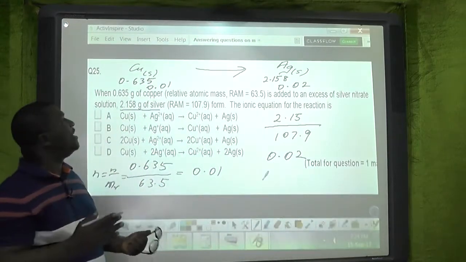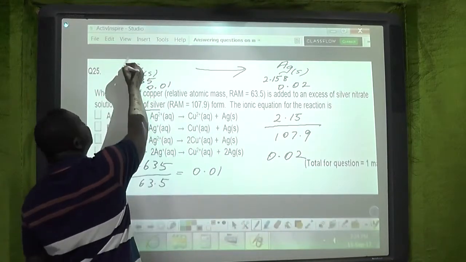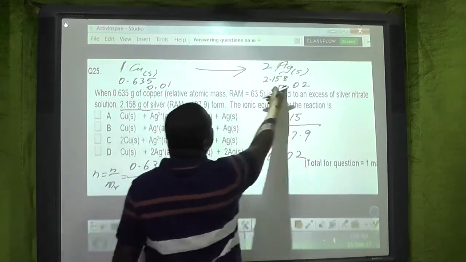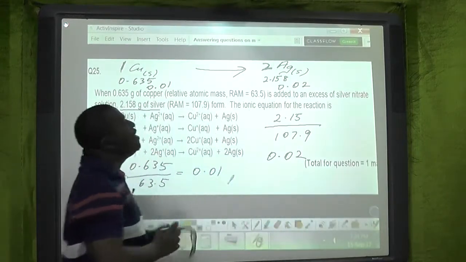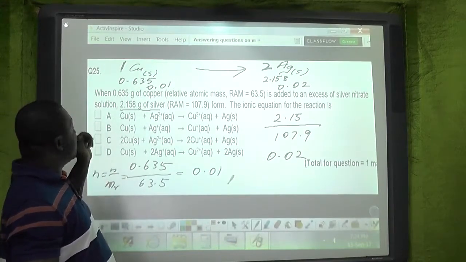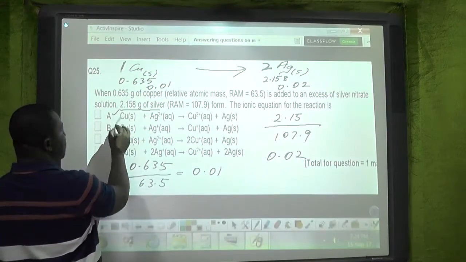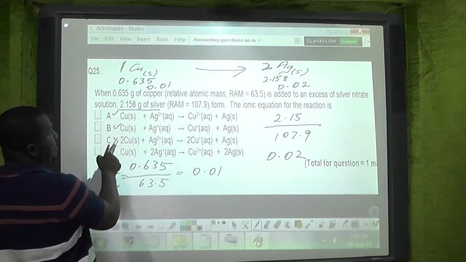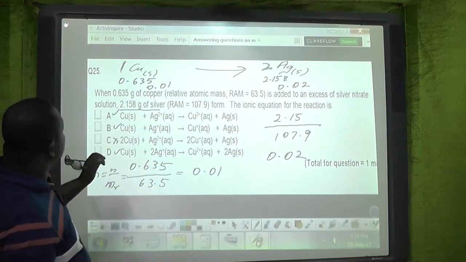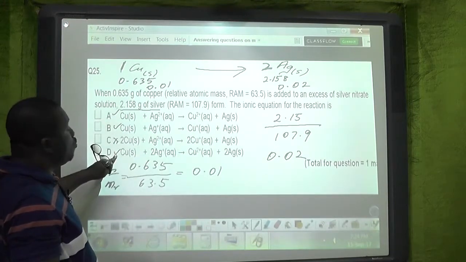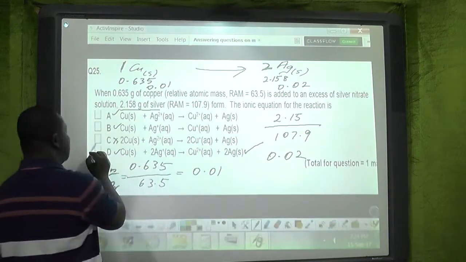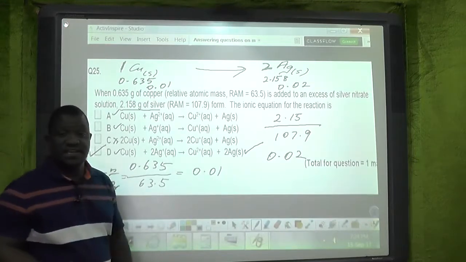So what we are looking for now is that in our equation, copper should be 1 here, and this should be 2 here, because it is ratio 1 to 2. Is there any equation where we have copper solid at the beginning as 1? Or this is 1. We can go for this. We can't go for this because copper is 2 there, and we can go for this also. But which of these 3 do we have silver solid to be 2? Only this one, and that means D is our answer.